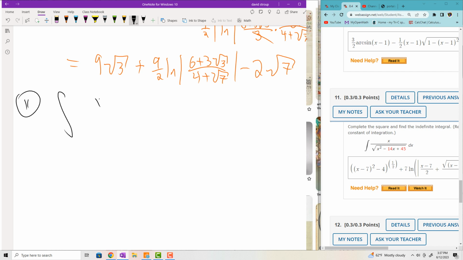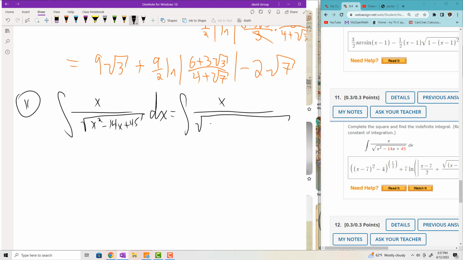So they're giving us the integral of x all over the square root of x squared minus 14x plus 45 dx. All right, so I need to complete the square in the denominator. So I have x all over the square root of x squared minus 14x plus 14 over 2 squared, right?